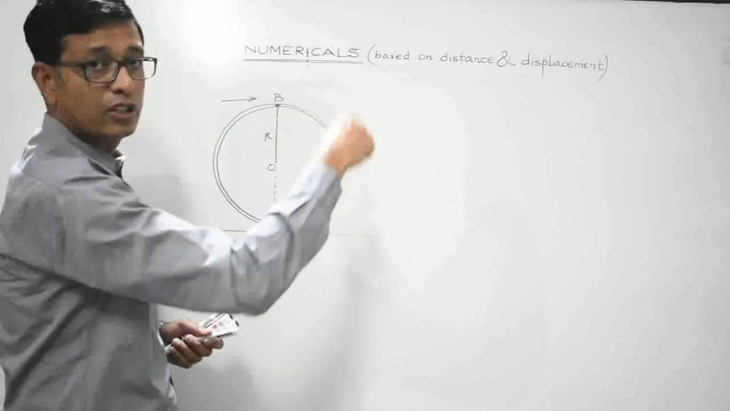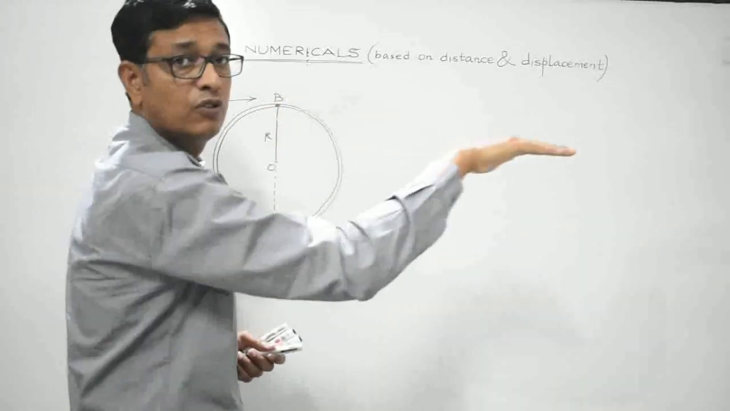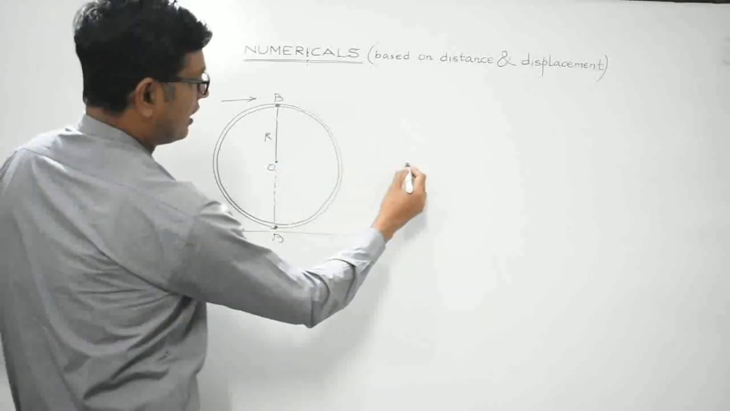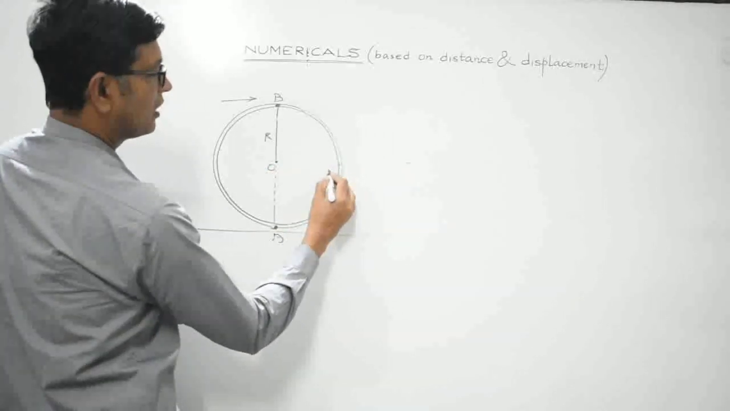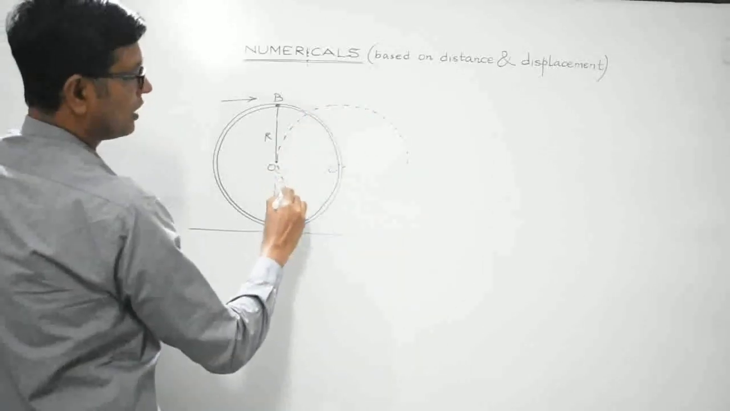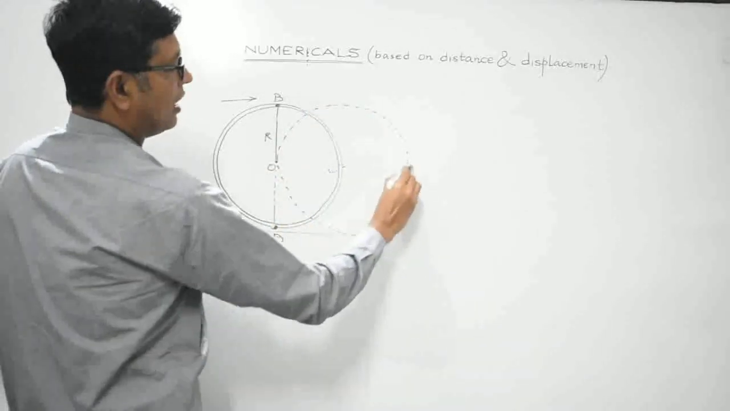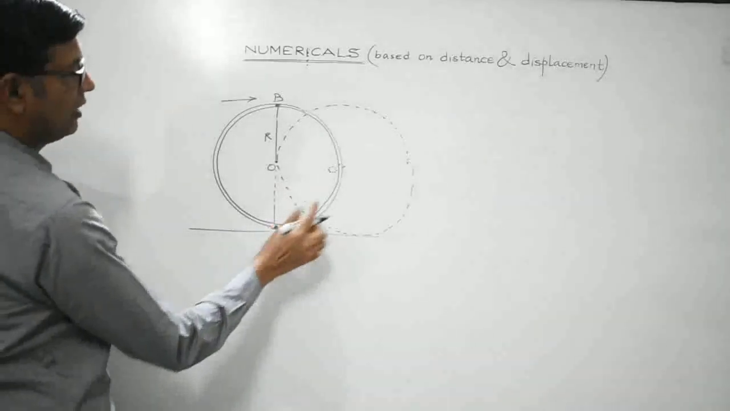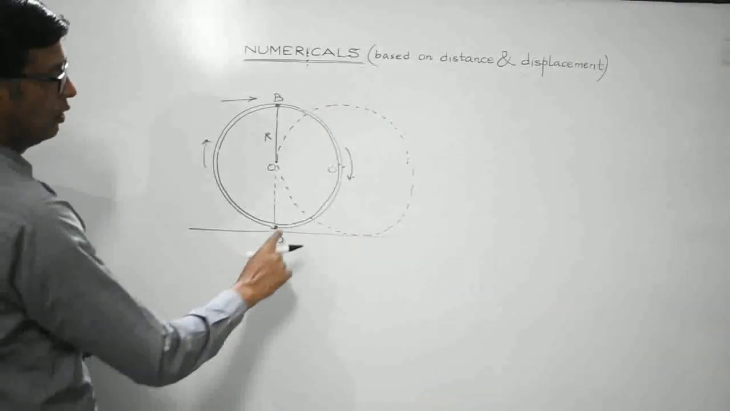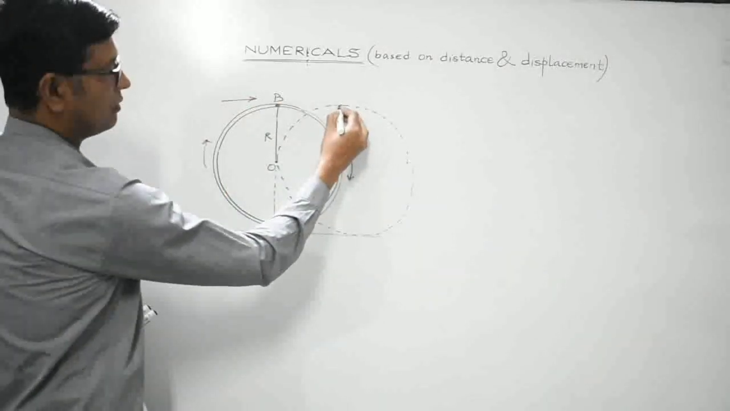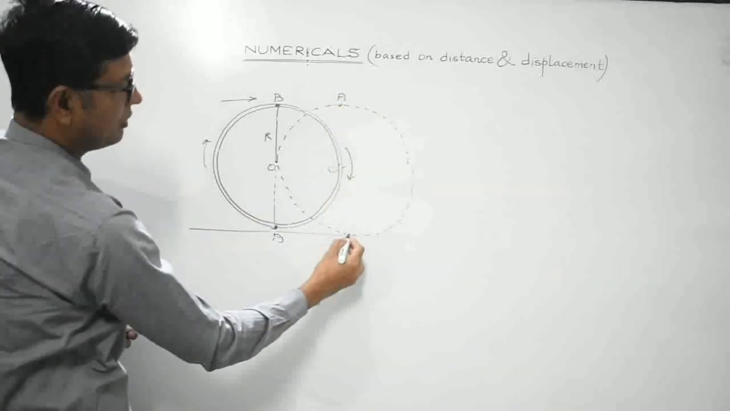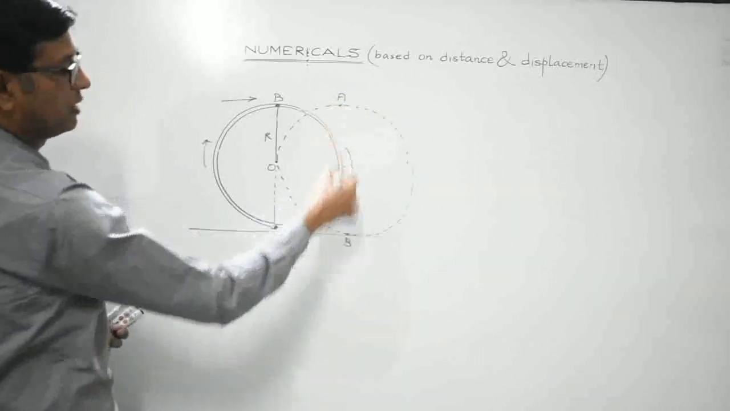So this is the ring. As it rotates, it will tend to move forward, isn't it? So after half revolution, the diagram would be somewhat like this. I will represent it with dotted lines. This is the diagram after half the revolution. So point A, if this moves like this, it is moving in the forward direction. So points A and B will tend to interchange their position. Now point B will come in contact with the ground. So this will be the diagram.